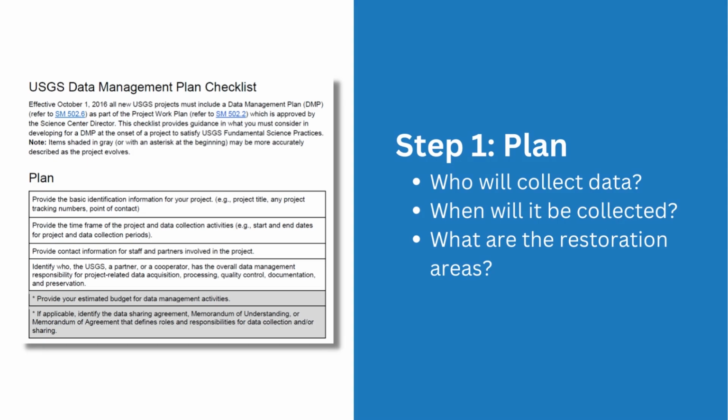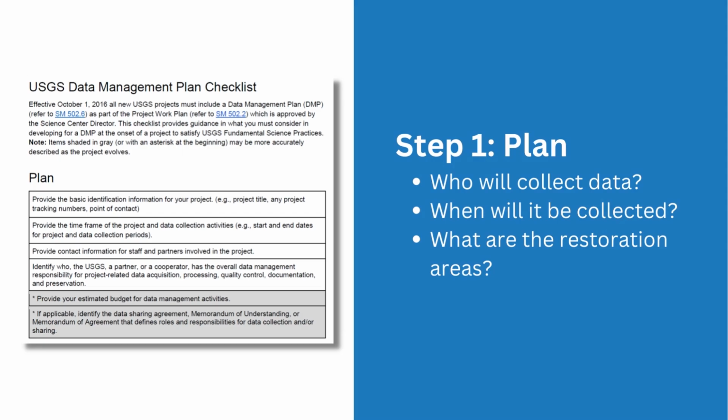The third row in the table states provide contact information for staff and partners involved in the project. The fourth row in the table states identify who, the USGS, a partner, or a cooperator, has the overall data management responsibility for project-related data acquisition, processing, quality control, documentation, and preservation. The last 2 items are starred and have a gray background color.